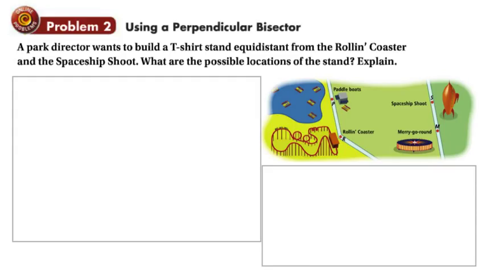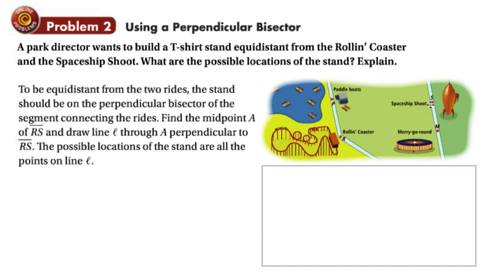Right, here's another problem. It says a park director wants to build a t-shirt stand equidistant from the roller coaster and the spaceship chute. So here's the roller coaster, here's the spaceship chute. That's hard to say. What are the possible locations of the stand? Well, if we want it to be equal distance from these two, we could go ahead and connect those two with a line and then find the midpoint of that.